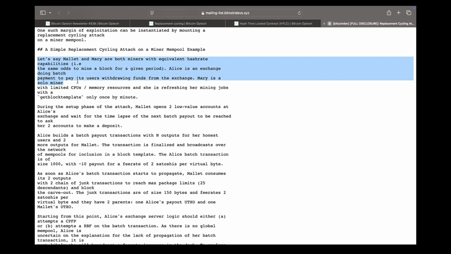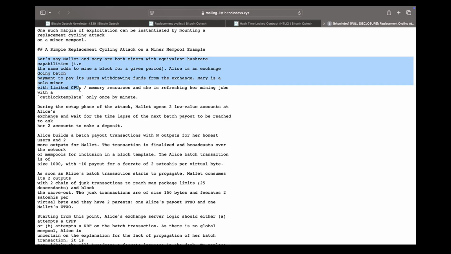Alice is an exchange doing batch payment to pay its users withdrawing funds from the exchange, right? And we have a third character known as Alice. What does Alice do? Alice runs an exchange, right? And exchanges usually issue their deposits in the form of batch, right? Like they batch payments for multiple users and then they disburse those payments together.